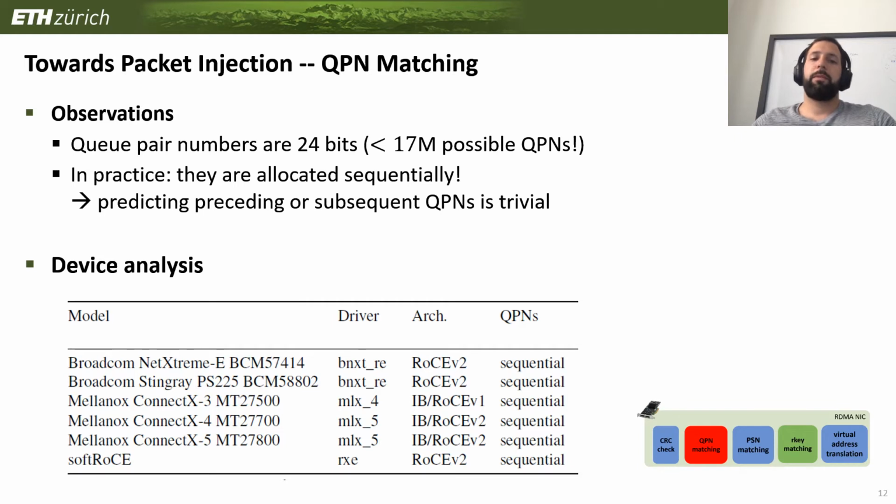For the second step, this QPN matching, we found out that although QPNs are 24 bits, which would result in about 17 million possible QPNs, in practice they're allocated sequentially. So knowing a certain QPN, predicting preceding or subsequent QPNs is actually trivial. We analyzed a bunch of different devices from Broadcom and Mellanox, different generations, as well as a software RDMA implementation called RoCE, and for all of those, the QPN allocation was sequential.